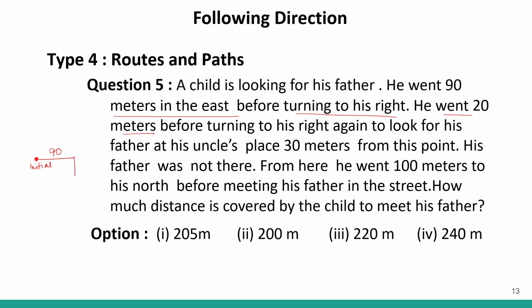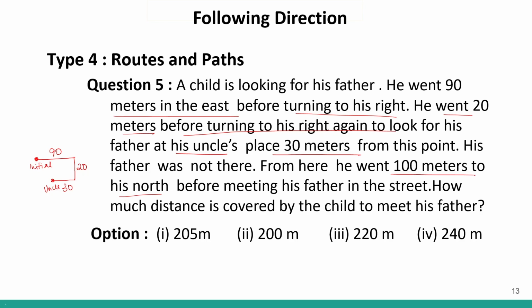So from here he goes 20 meters, and then he turns to his right again. So he goes 30 meters over here to reach his uncle's place. So this is the uncle's place. And from this point, his father was not there, so he went 100 meters to his north.